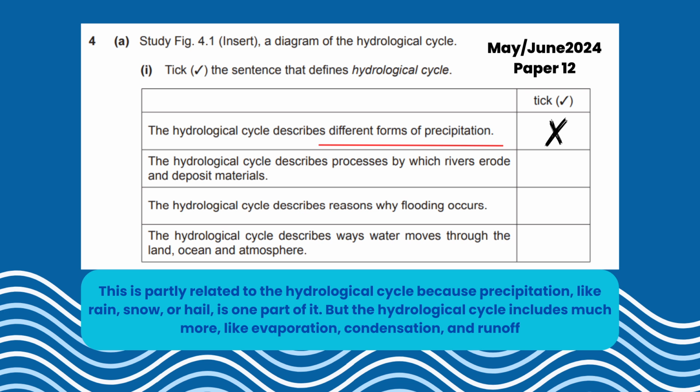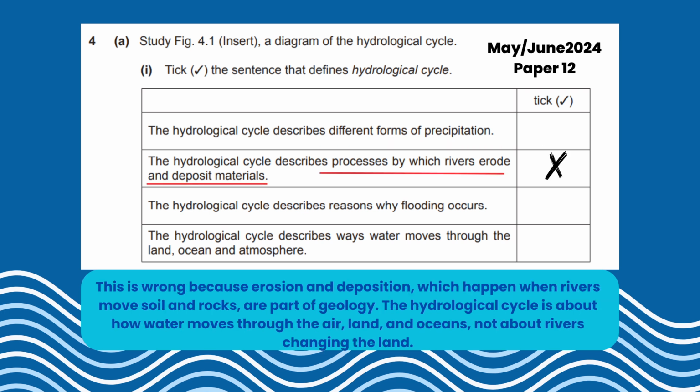So the answer here is, of course, an X mark because this is really partial. Precipitation is only part of the hydrological cycle, because precipitation, like rain, snow, and hail, is just one phase of the cycle. However, the hydrological cycle is much bigger because it has lots of processes, including evaporation, condensation, runoff. So the first statement is not really a complete definition of the hydrological cycle.